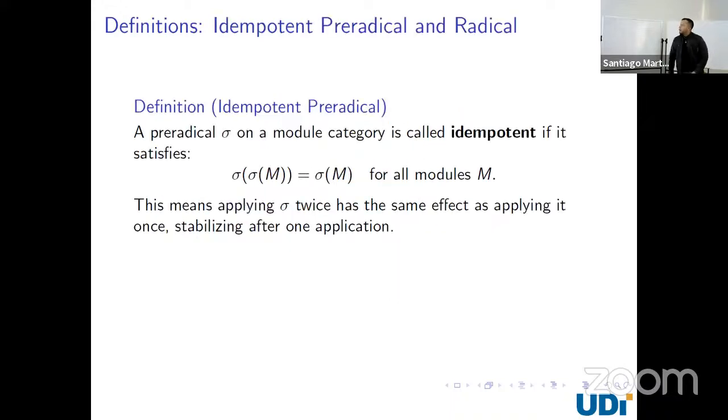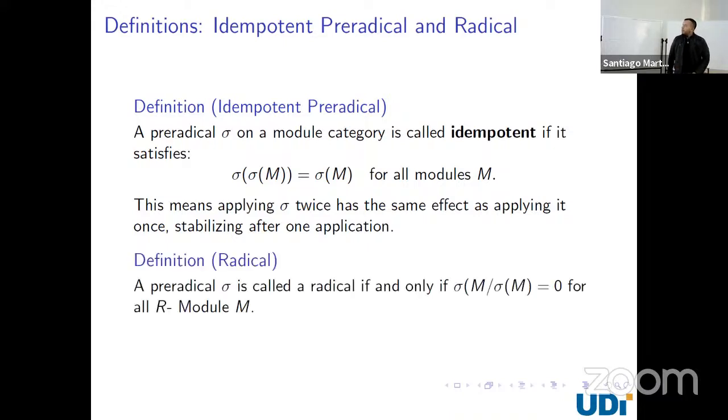Also, we have this definition of special radical, which is an idempotent radical. We can say this only means that applying sigma twice has the same effect as applying it once. Here, this is not a definition, but an implication of the definition of a radical. However, I found this one more attractive to present today. We call a radical idempotent if and only if sigma of M quotient sigma of M is equal to zero.